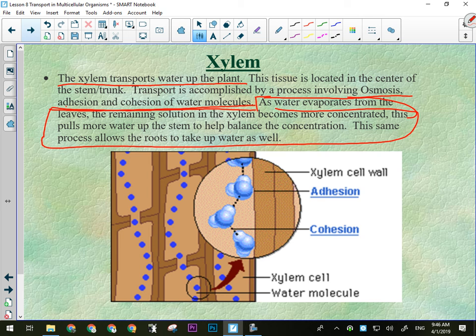So we have cohesion, a hydrogen bond between two water molecules holding them up. A hydrogen bond here between the water molecule and the inside of the xylem holds this chain of water molecules from falling back down. And what's pulling on that whole chain is the osmotic pressure, essentially from above.